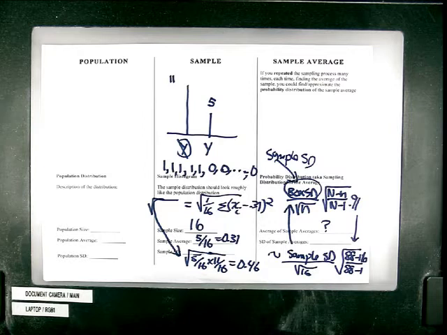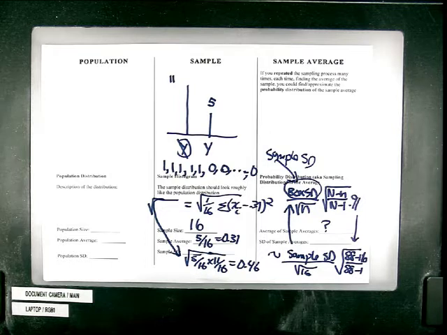So we have 1 minus 0.31 squared plus 1 minus 0.31 squared. We have 5 of those. Then 0 minus 0.31 squared plus 0 minus 0.31 squared. We have 11 of those. We add them all up and divide by 16. That's my sample SD.